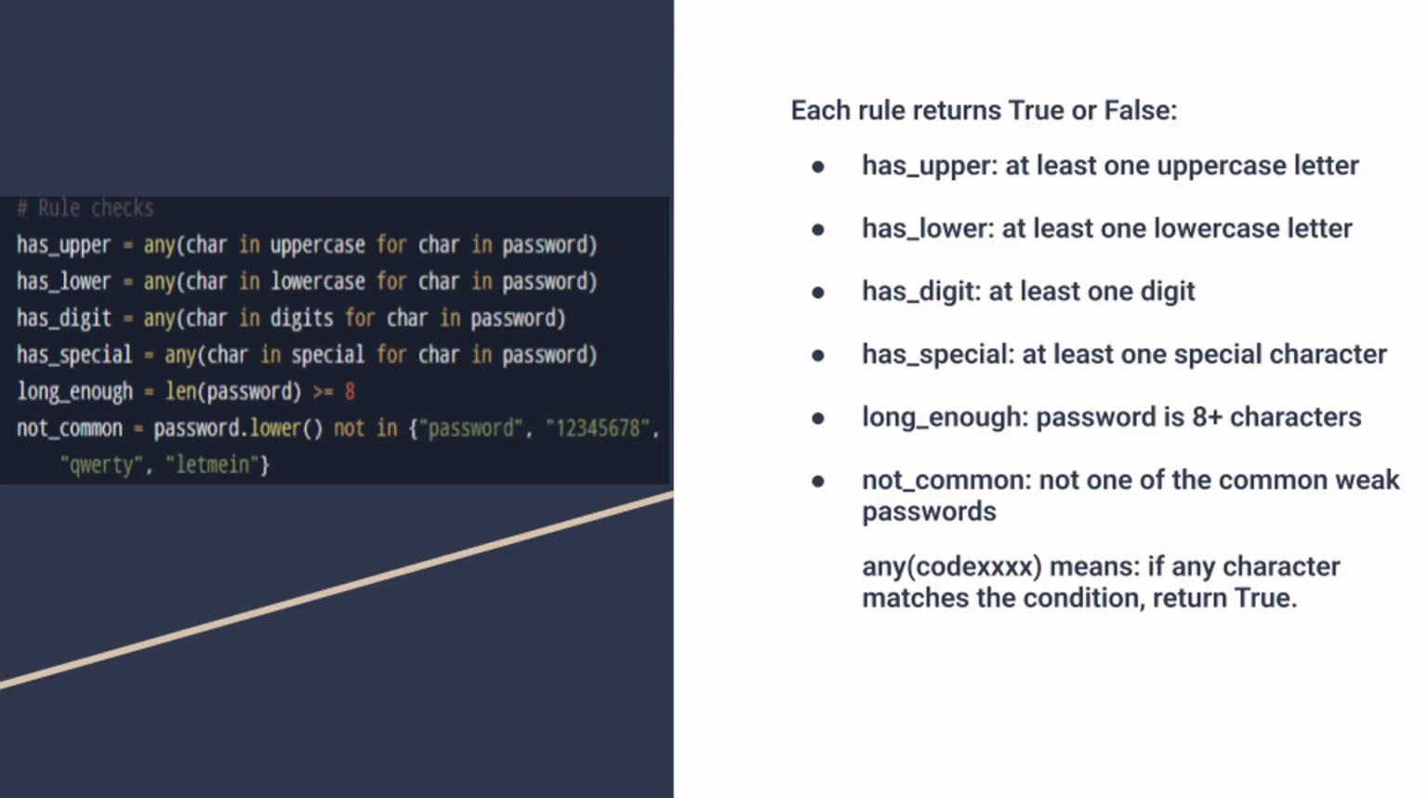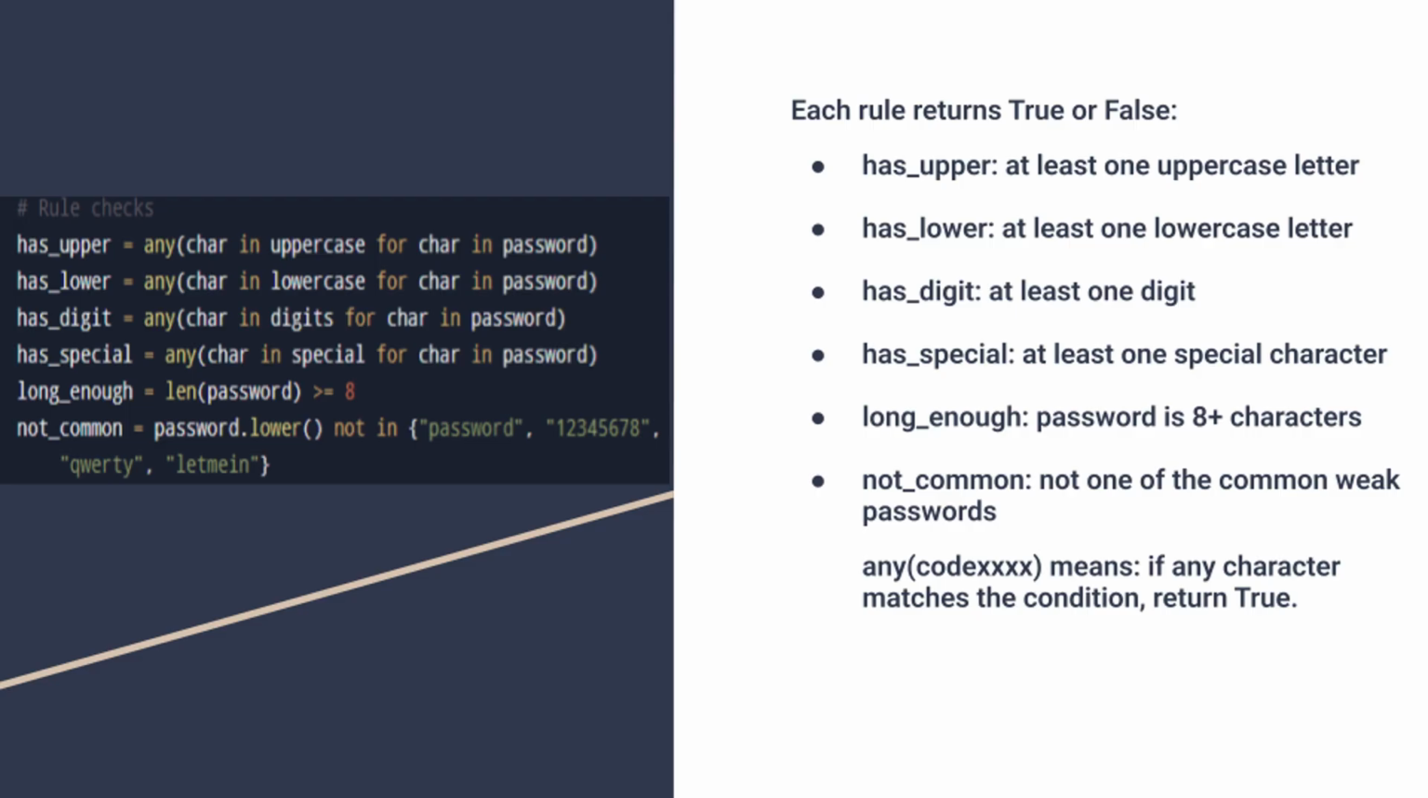Alright, so now we're going to check our rules. What are our rules? We have to have at least one uppercase letter. In this case, we have has_upper. We've got to check at least one lowercase letter, has_lower, and so on. We also have long_enough, where we check that the password is at least 8 characters or more, and not_common, that it is not one of the common weak passwords.